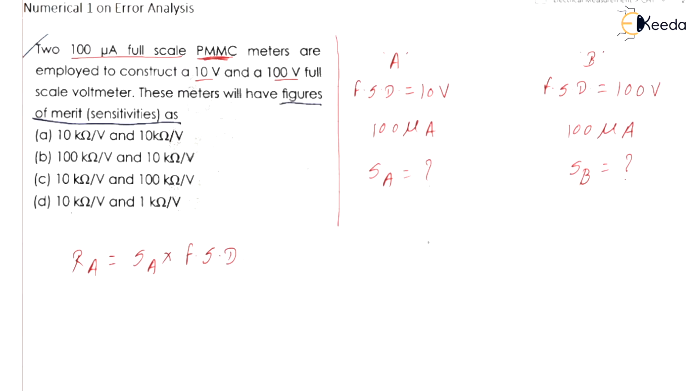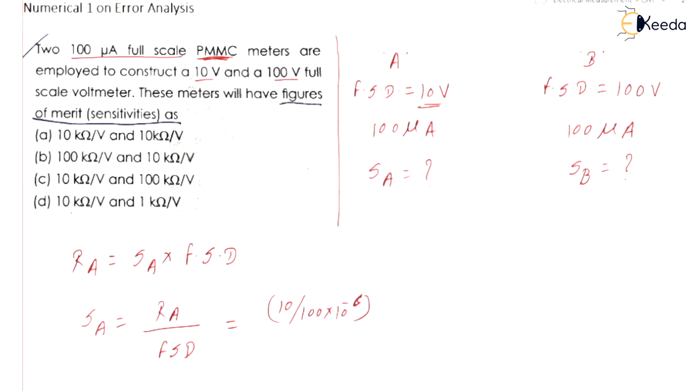But the sensitivity we need to find, so therefore sensitivity of meter A is equal to RA upon full scale deflection. What is the full scale deflection? It is 10 volt. What is the resistance? That we need to find. How to find the resistance? According to Ohm's law, resistance is equal to voltage divided by current. So it is 10 by 100 micro, we can write it as 10 upon 100 into 10 to the power minus 6.